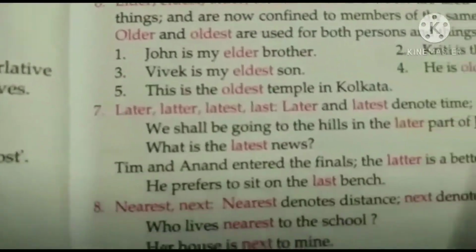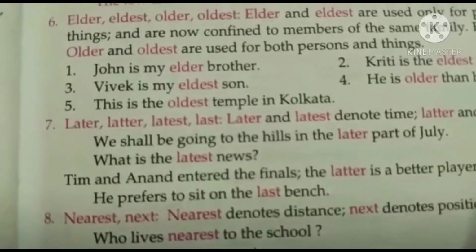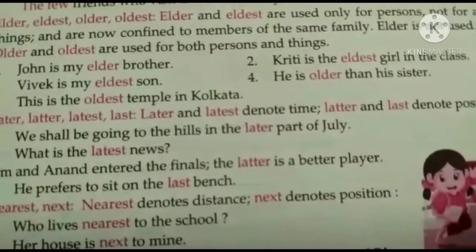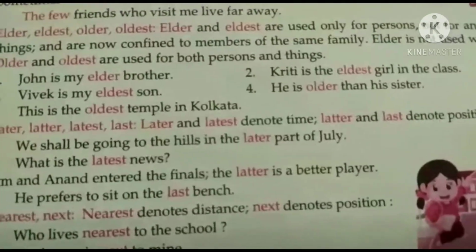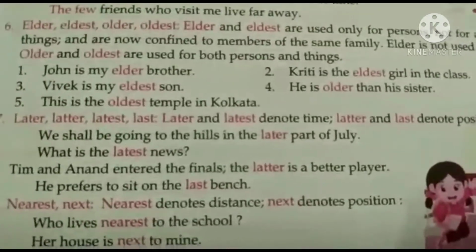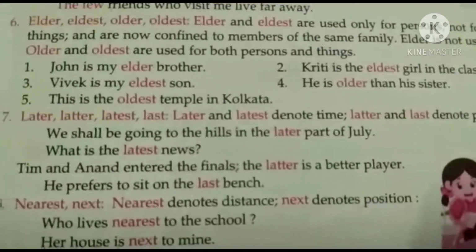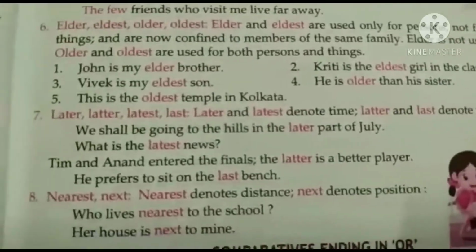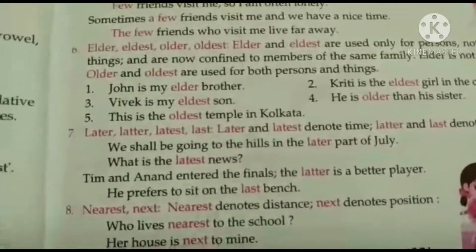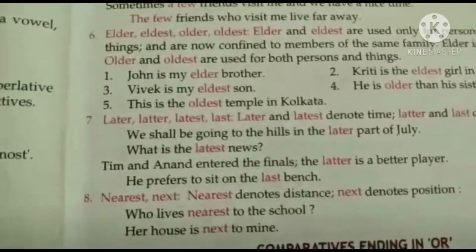Like, John is my elder brother. Kirti is the eldest girl in the class. Vivek is my eldest brother. He is older than his sister. This is the oldest temple in Kolkata. So I hope you understand the difference between elder and older.